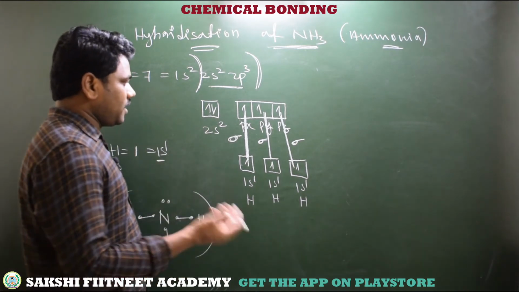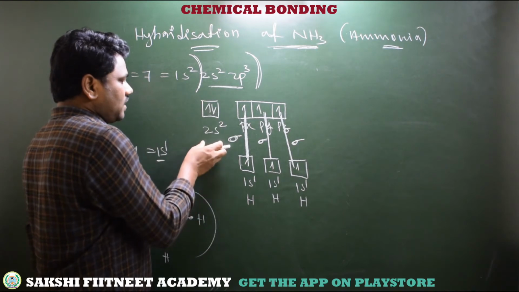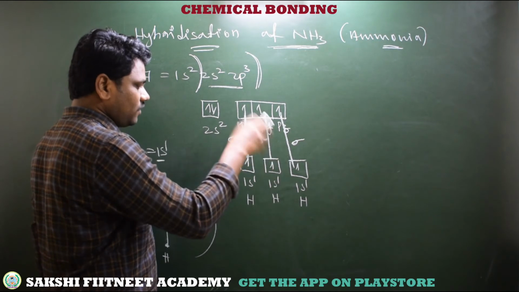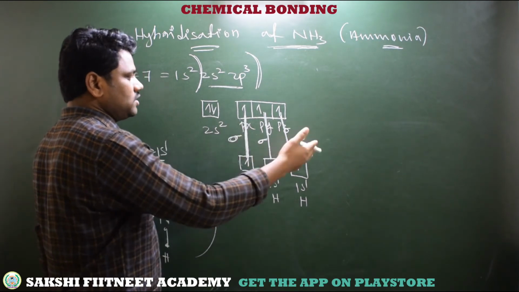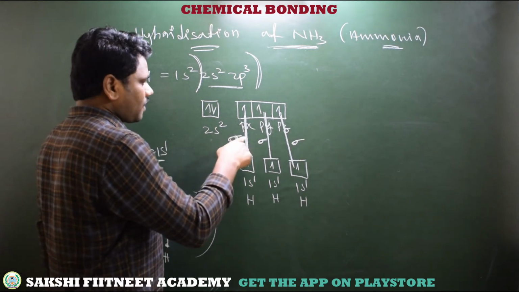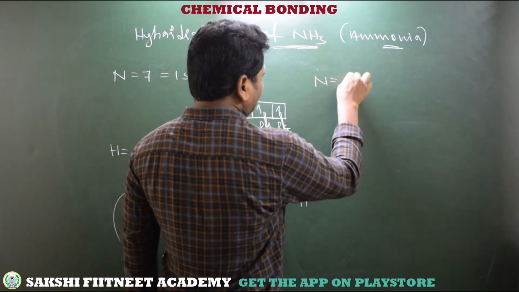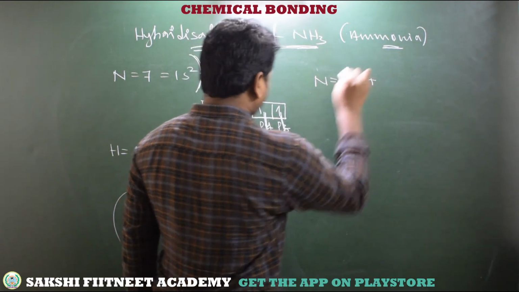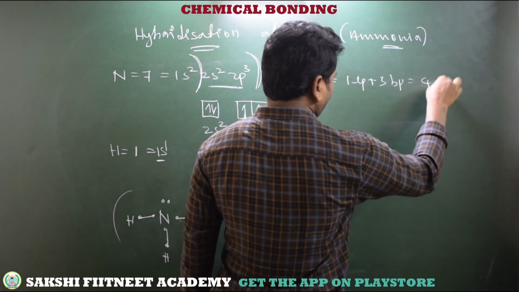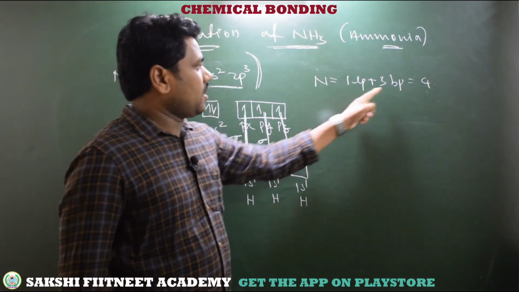So what about the hybridization here? See here, out of 5 valence electrons, 2 exist as a lone pair, which is hybridized, and the remaining 3 overlap with another 3 unpaired electrons. So these are hybridized due to making covalent bonds. So in total s, px, py, pz. Around the nitrogen we have 1 lone pair plus 3 bond pairs, which is equal to 4. Total 4 hybridized orbitals: one is a lone pair and three are bond pairs.